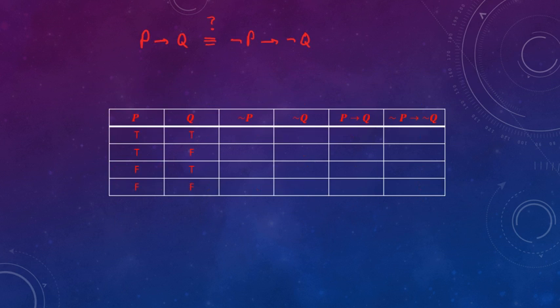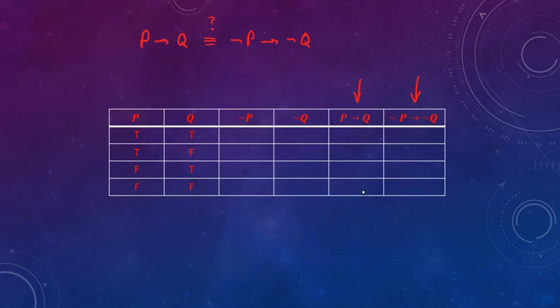All right, next one, we have P implies Q, and then we have not P implies not Q. We're going to see if these two things are logically equivalent. Do we come up with the same truth values for these two columns for each possible combination of truth values for P and Q?